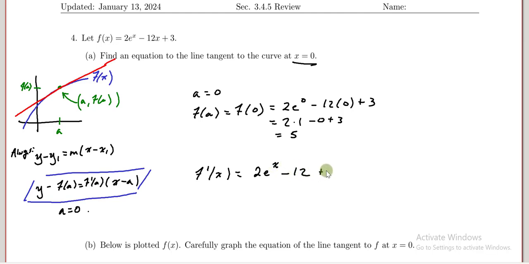And you don't have to write this, but if you find it helpful, you could put plus 0 for the derivative of that constant term 3, although I usually won't. So now we can go ahead and evaluate the derivative at a. We're computing f prime of a.